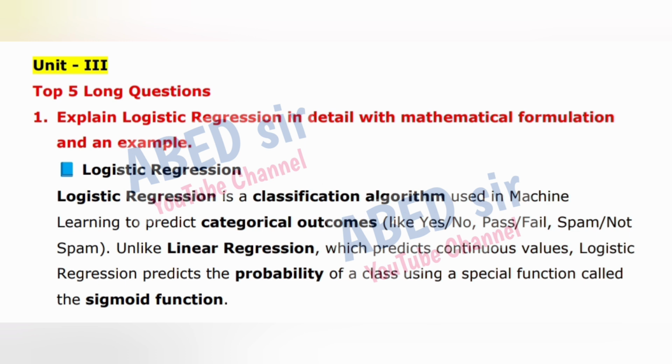Logistic regression. Logistic regression is a classification algorithm used in machine learning to predict categorical outcomes like yes/no, pass/fail, spam/not spam. Unlike linear regression, which predicts continuous values, logistic regression predicts the probability of a class using a special function called the sigmoid function.